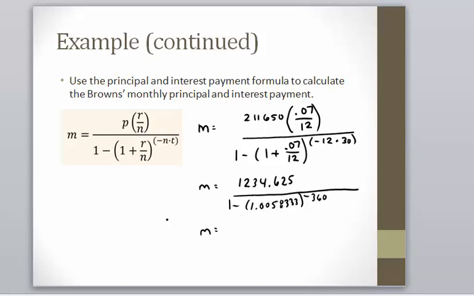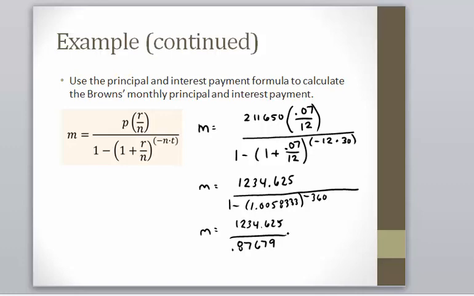Okay, if we continue with our calculation in the denominator, we're going to say 1 minus, and in parentheses, 1.0058333 raised to the negative 360th power. Okay, so that is going to give me for the denominator 0.87679. All right, and we'll leave it right there, and then we'll do our final division.